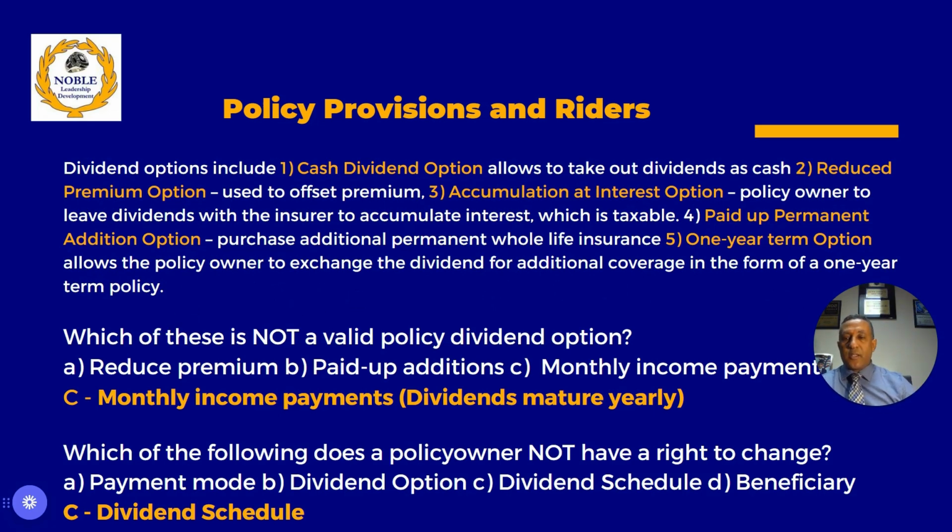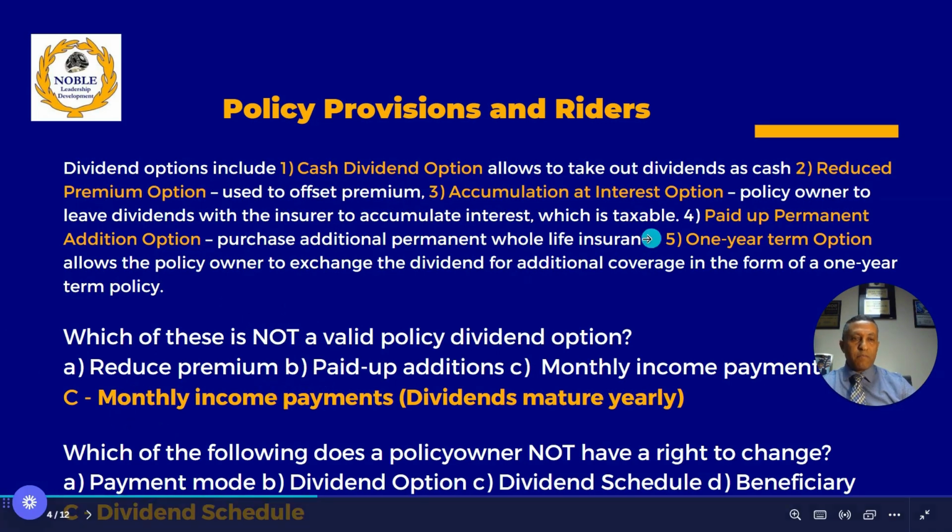Now let's see some questions that might appear here. Which of this is not a valid policy dividend option? So having all this knowledge and putting all 5 together is going to help you to see that, right? Reduced premium, paid up addition, monthly income payment. So the exception is what it's asking you. Always pay attention because they love the questions with not or except at the end. So if you see that, it's asking you for which is not an option.